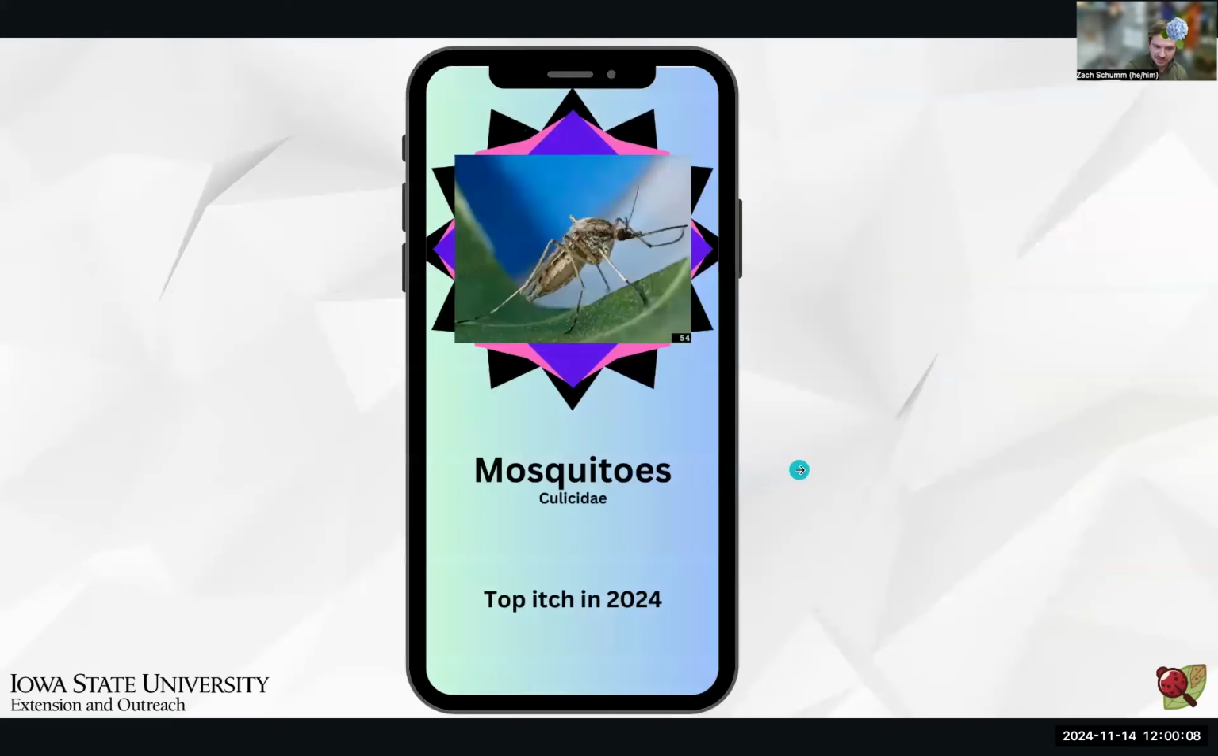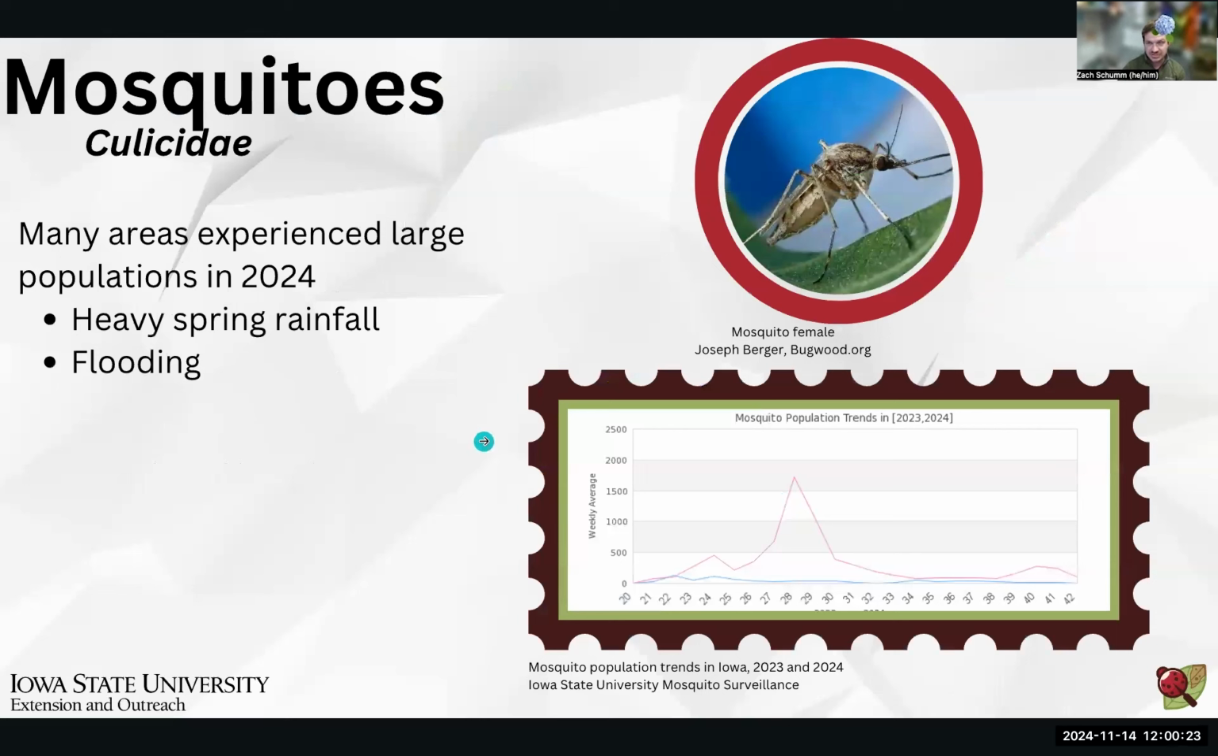Next, we got a lot of phone calls about mosquitoes this year in the diagnostic clinic. So we're calling them the top itch of 2024. And this is primarily due to a lot of that early season, early summer flooding and additional rainfall. Mosquitoes require water sources, that is mostly stagnant, standing water, to reproduce. So if we have more rainfall, more flooding, we can expect more mosquitoes.